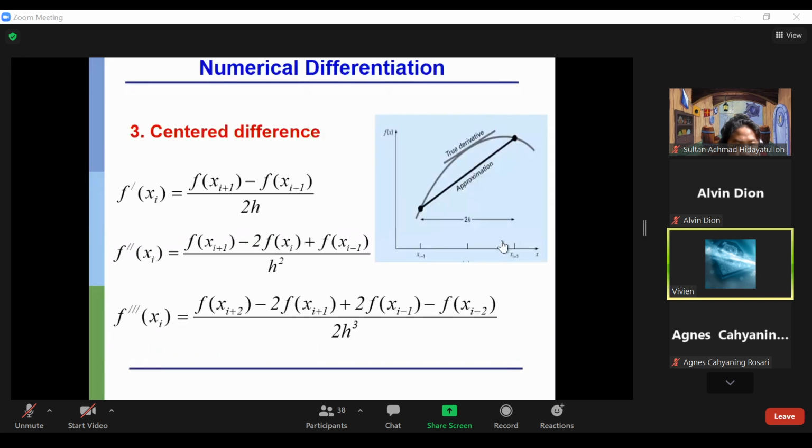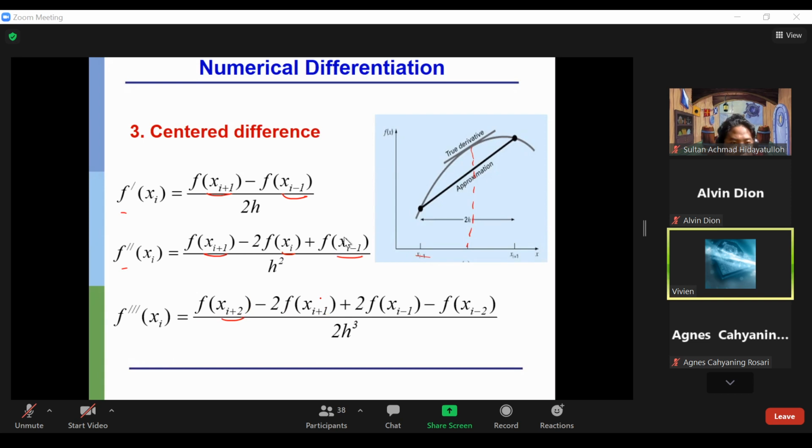And the third scheme is the central difference, in which we can find the first, the second, the third, and so on derivative. If we want to find the value at xi, the value here is found by connecting the point before and after. So you see here that we have xi plus 1, xi, and xi minus 1. So we are connecting the points backward and forward together.